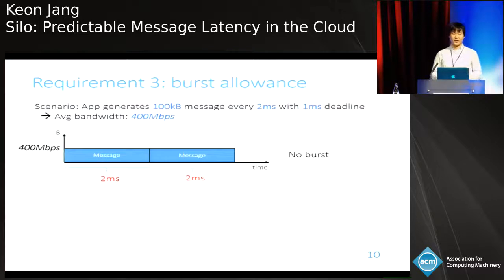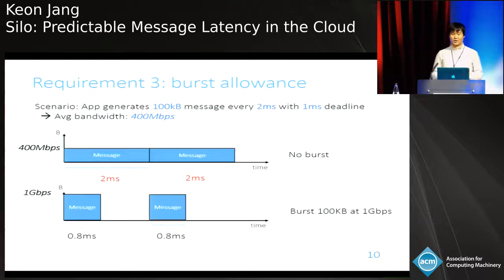However, just bandwidth and packet delay are not enough. Suppose we have an application that generates a 100 kilobyte message every 2 milliseconds, and we want the message to be delivered within 1 millisecond. In this case, if we guarantee the instantaneous bandwidth to be the same as the average bandwidth, 4 megabits per second here, then each message will miss the deadline every time. On the other hand, if we allow a burst of 100 kilobytes at 1 gigabit per second occasionally, then we'd meet our SLA requirements without increasing the average bandwidth.